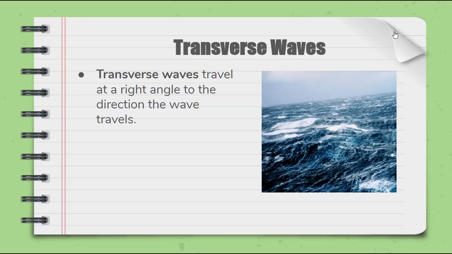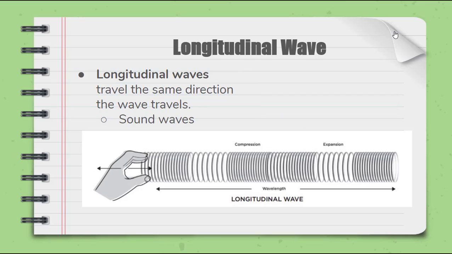Now, this is opposite that of longitudinal waves, and longitudinal waves travel the same direction that the wave travels. So, for example, sound waves are a good example of this. And an example of a longitudinal wave would be a spring. You can expand the spring, and then when you let go, you can actually see the wave moving back and forth.